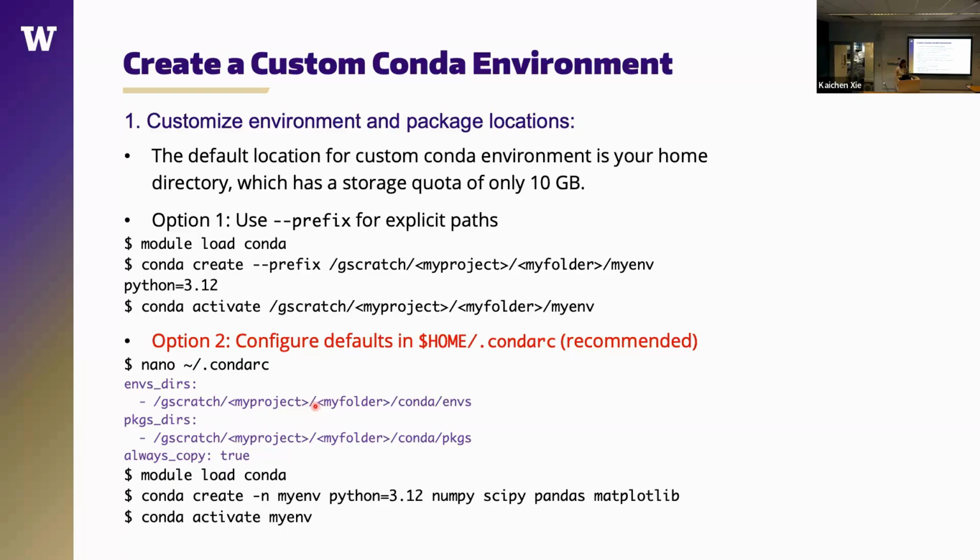Gscratch, yes, is intended for active computing. If you have finished projects, then we recommend you to transfer your data to a more long-term storage space, such as the Lolo tape archive or the Copa storage. Or you can even explore the option to have a SharePoint. I think UW provides the SharePoint for UW student groups, and there will be 25 TB storage. Yeah, so you can explore that option.